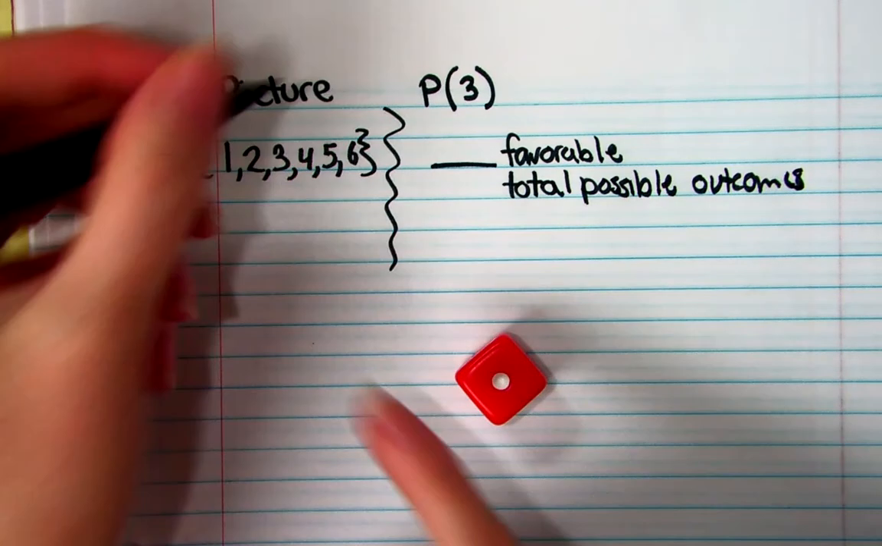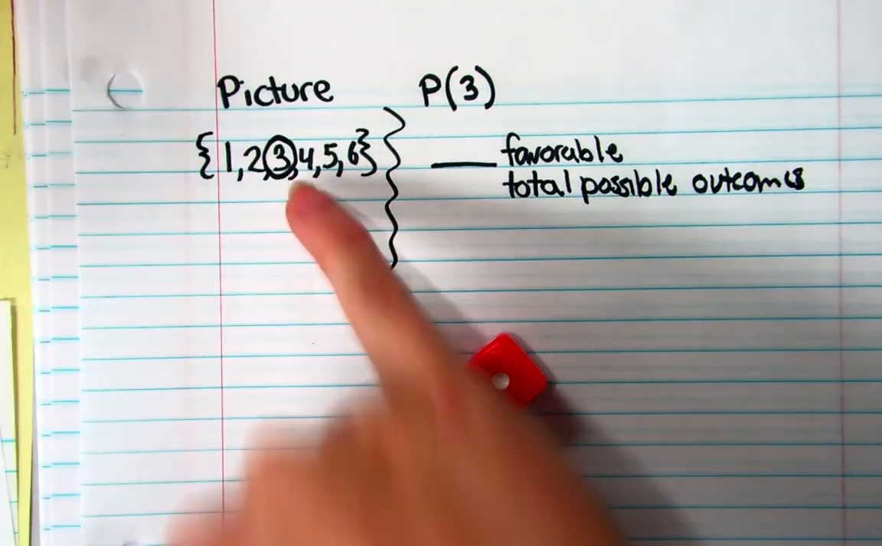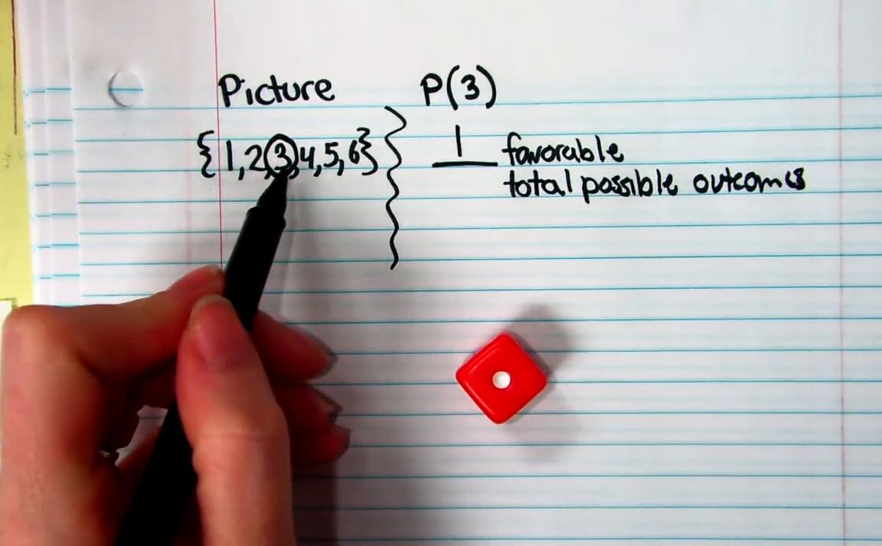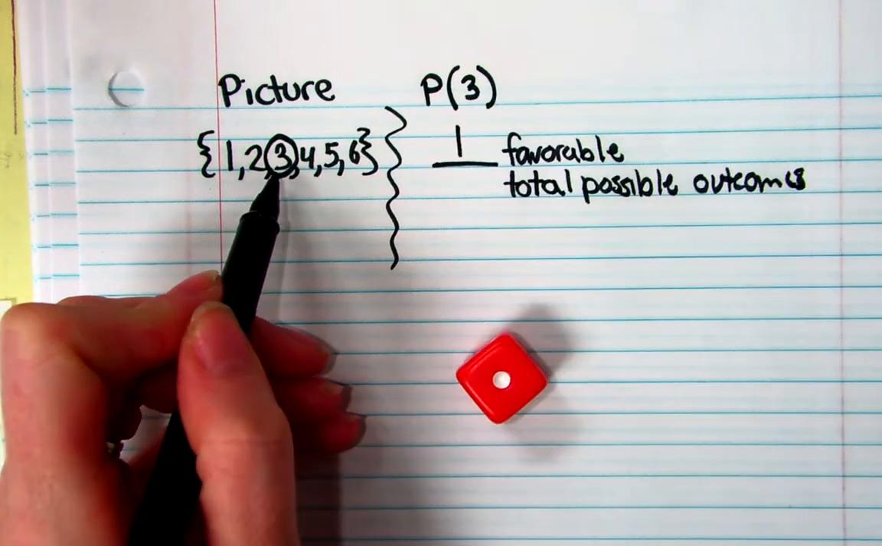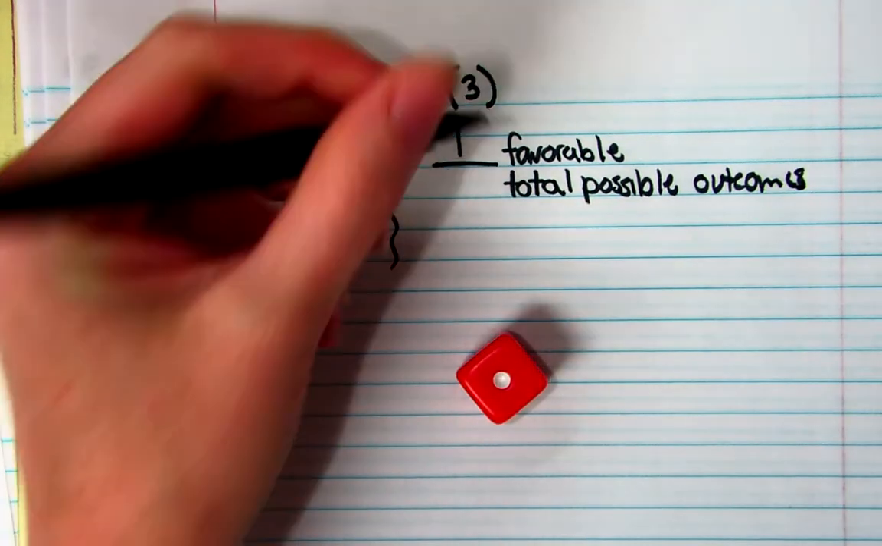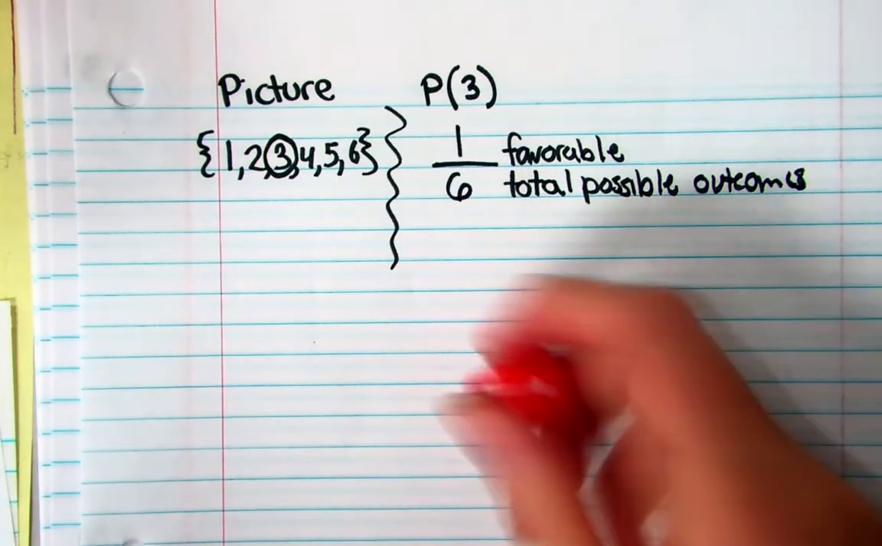And that's how you set up probability all the time. So I look at my picture. I'm going to circle my favorable outcomes. There's 1 out of all these that's favorable. I just want the probability of 3. There's 1 out of 6. So that's the probability of rolling a 3.